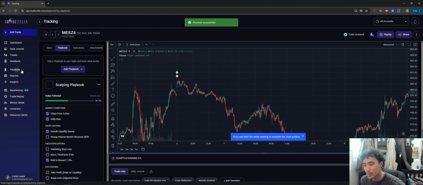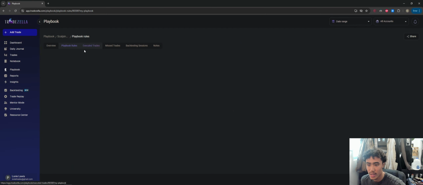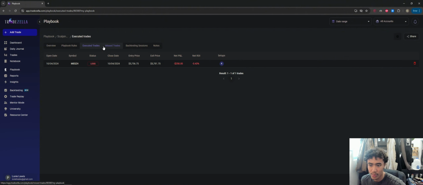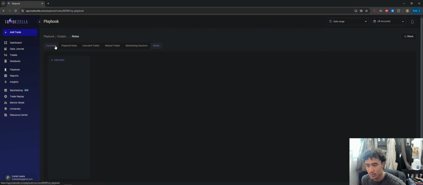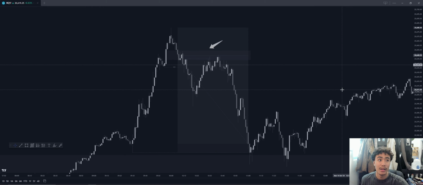Now, if you go to playbook, bam, right here, you can see all the data on what works, what doesn't. You can see your follow through rate, which is your win rate, your missed trades, backtesting sessions, and notes if you want to put any about the playbook too. But there you go, and there you have it. Creating, developing and putting together a trading playbook really is that simple. Find what works for you.